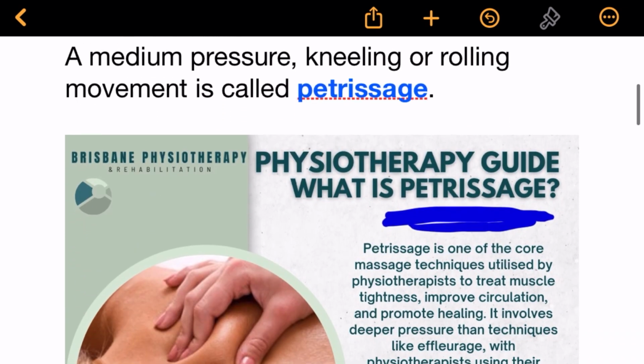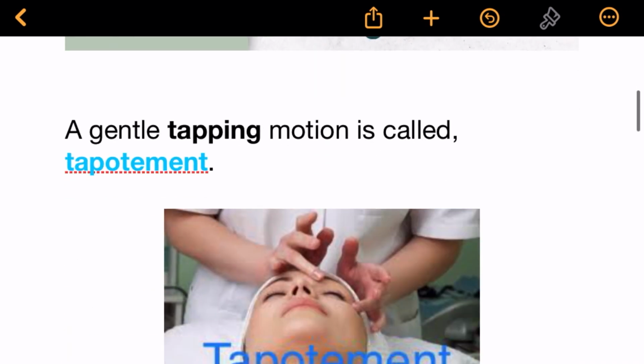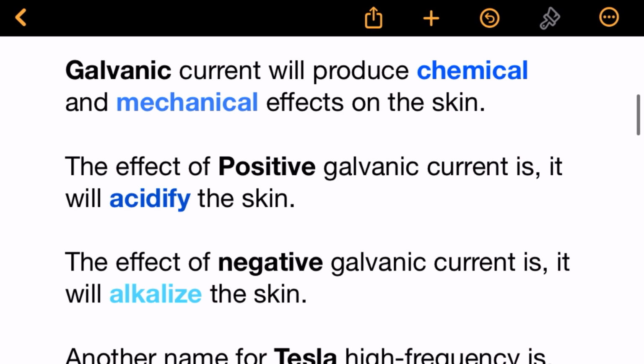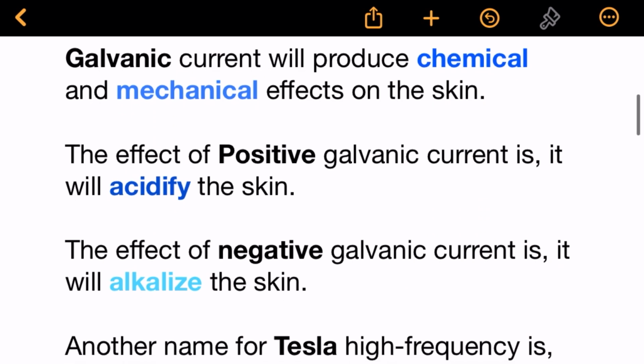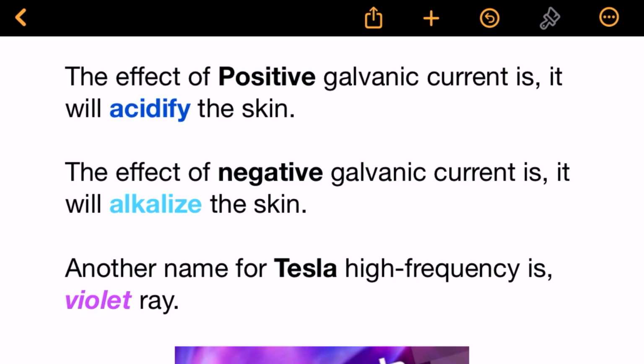A medium pressure, kneading or rolling movement is called petrissage. A gentle tapping motion is called tapotement. Galvanic current will produce chemical and mechanical effects on the skin. The effect of positive galvanic current is, it will acidify the skin. The effect of negative galvanic current is, it will alkalize the skin.